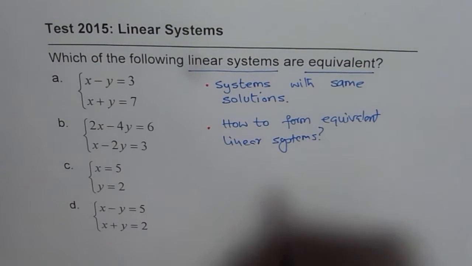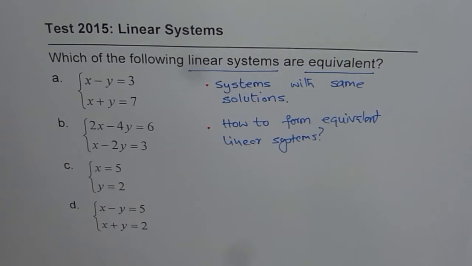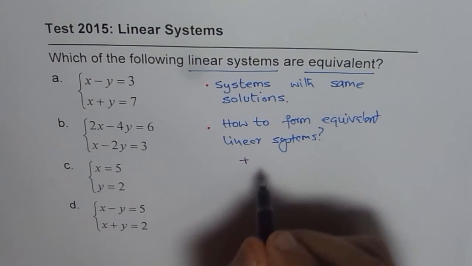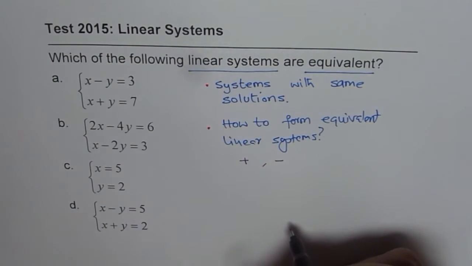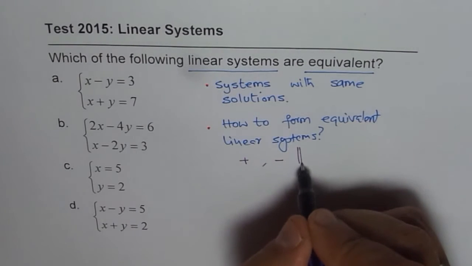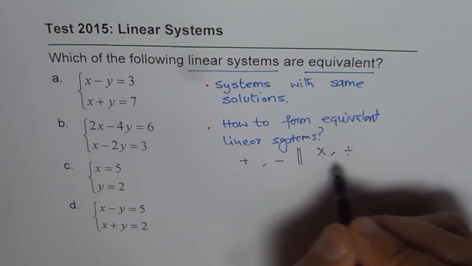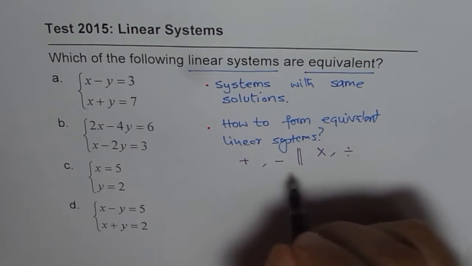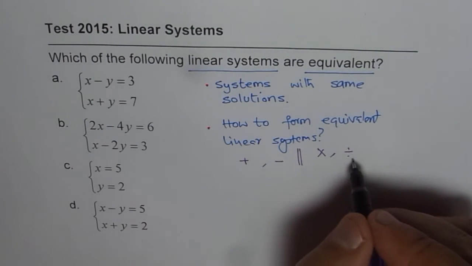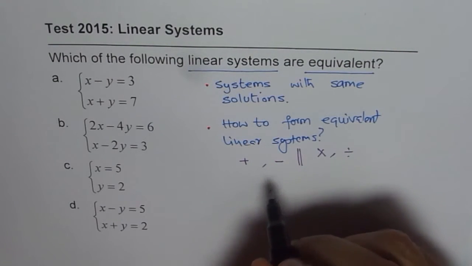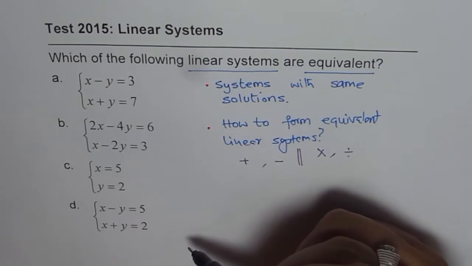Now, how can you do it? Easy ways which we should expect in multiple choice questions is if we add or subtract equations, right? Or if we multiply or divide them, then we get an equivalent system. That is the way to form equivalent systems. Correct? Now, using this method, let's figure out whether we can get the solution.